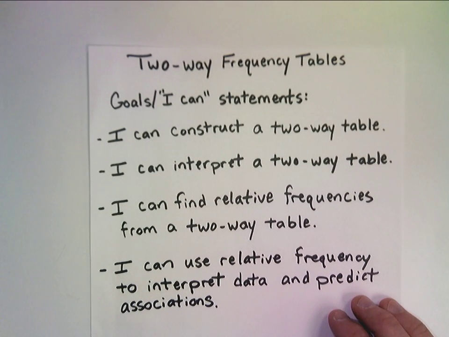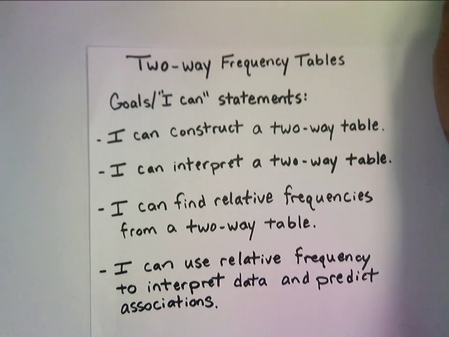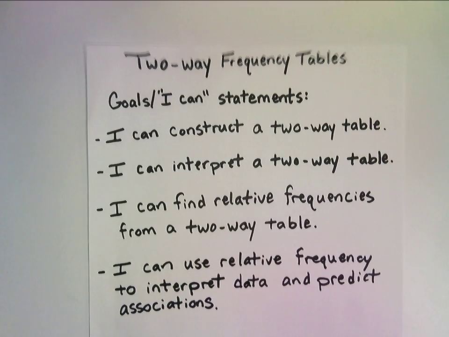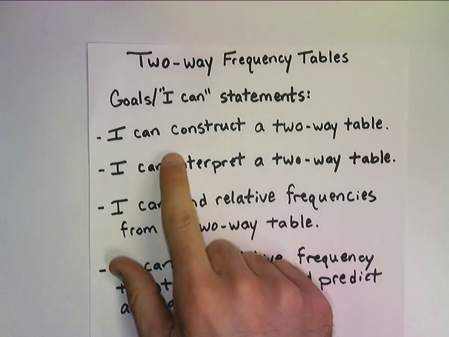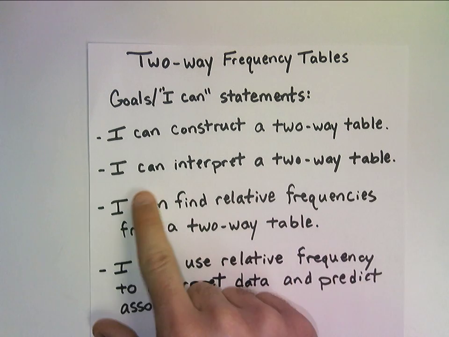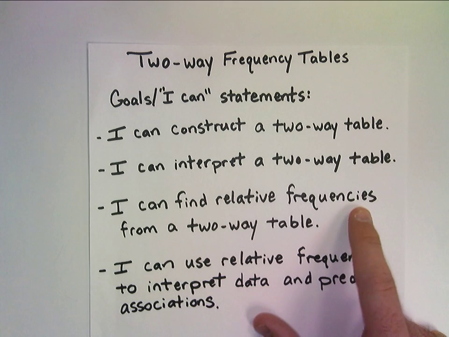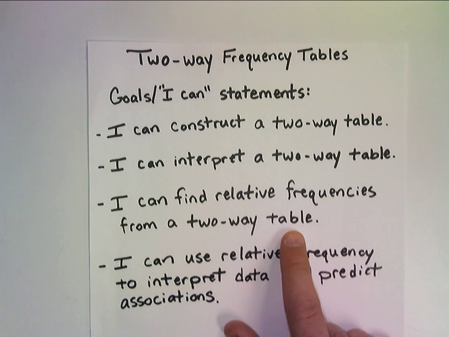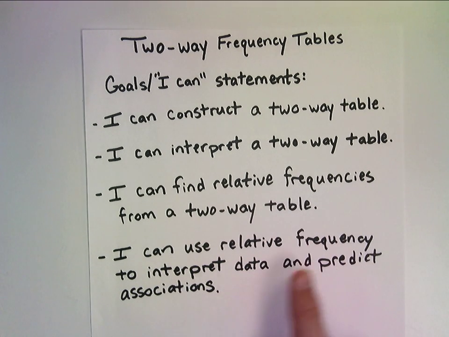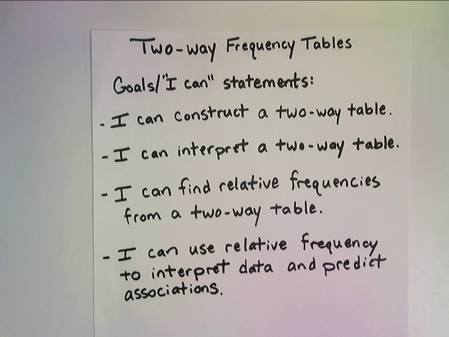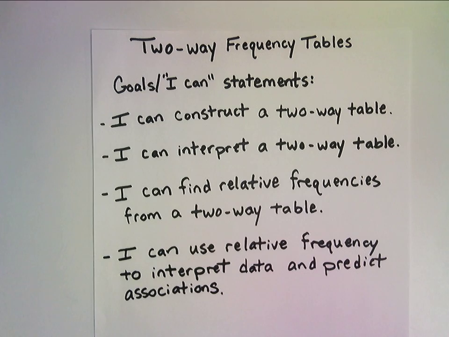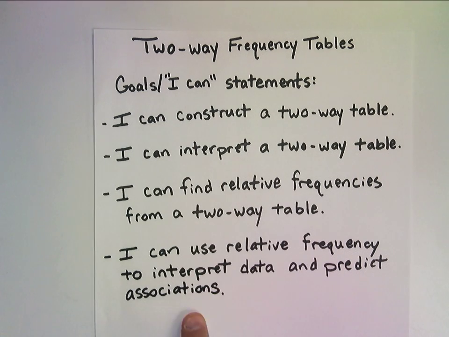Today's seminar will focus on two-way frequency tables, and the goals and I can statements for this lesson are: I can construct a two-way table, I can interpret a two-way table, I can find relative frequencies from a two-way table, and I can use relative frequency to interpret data and predict associations. So at this time, if you could please pause the video and copy this title as well as the goals into your notebook.